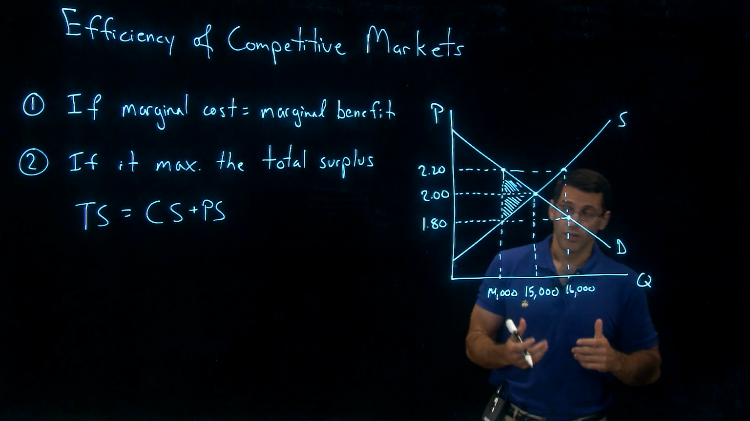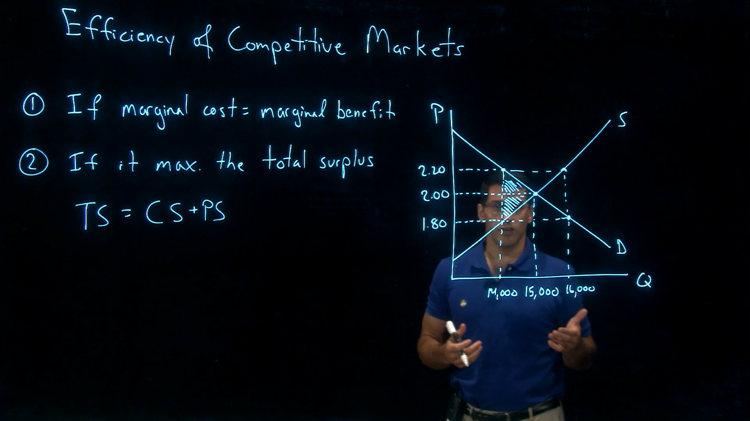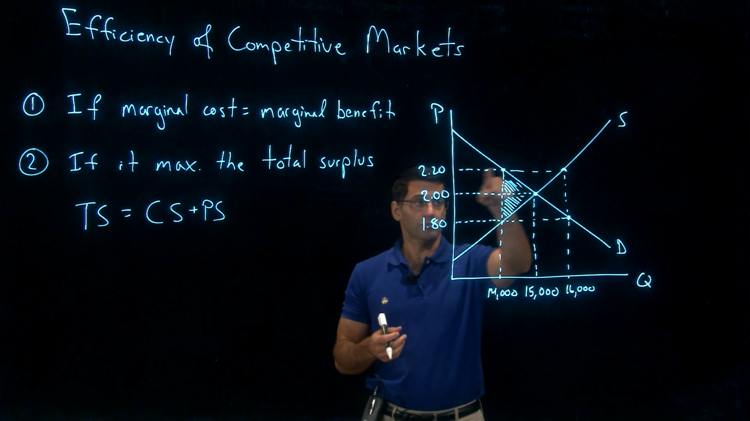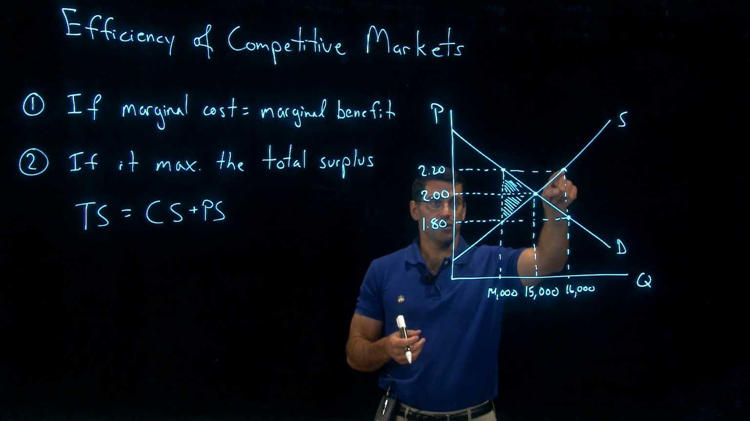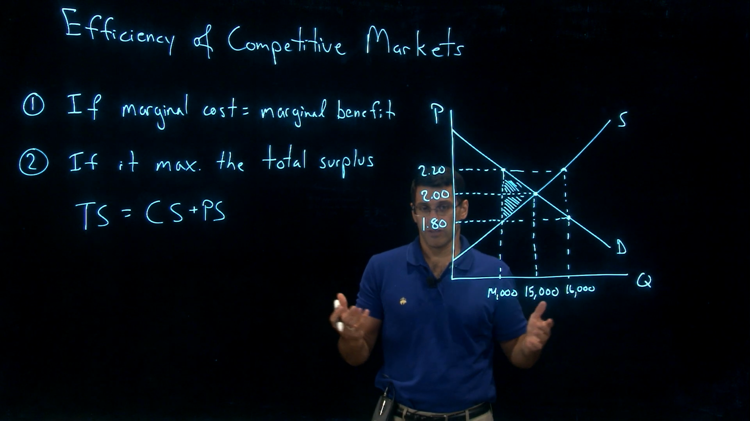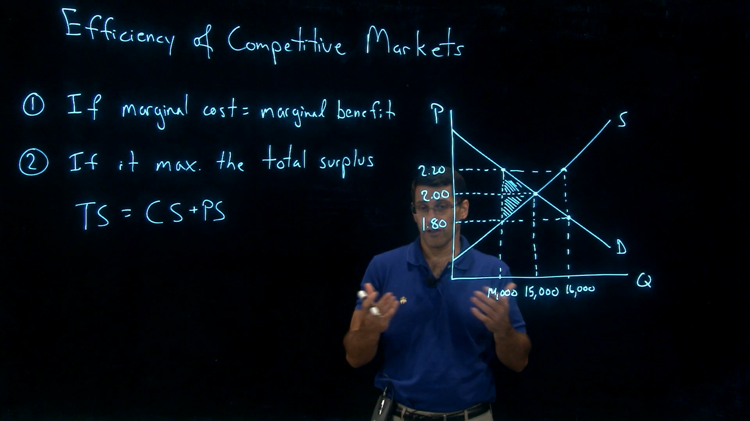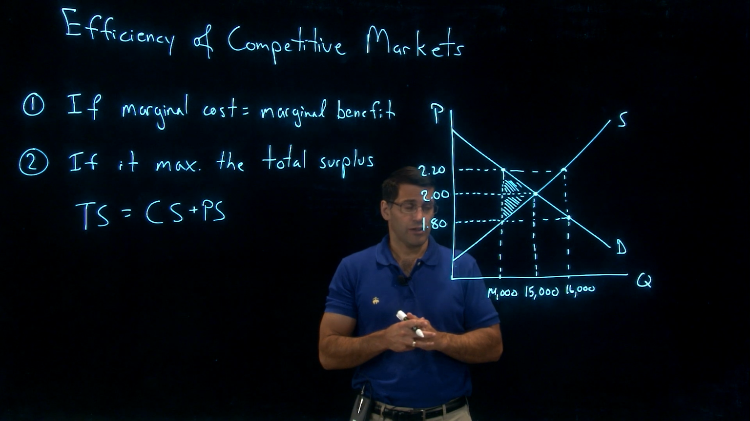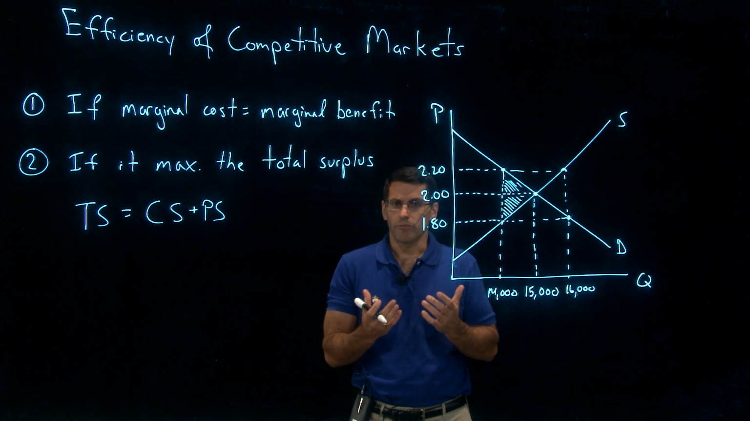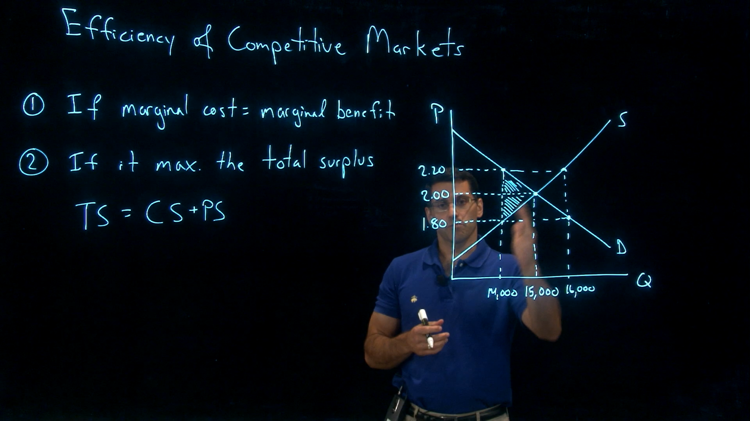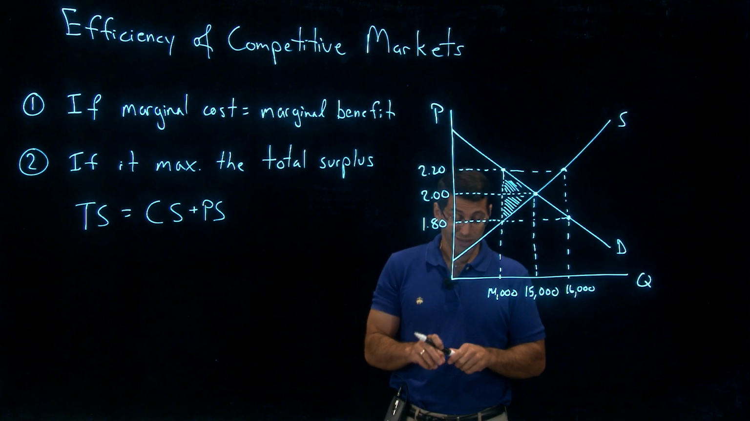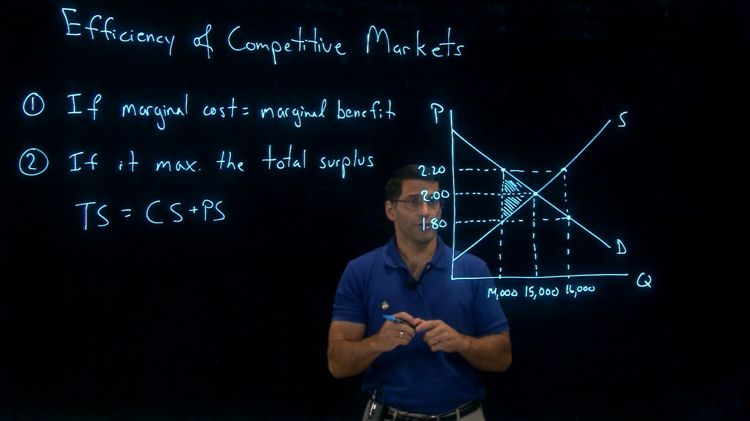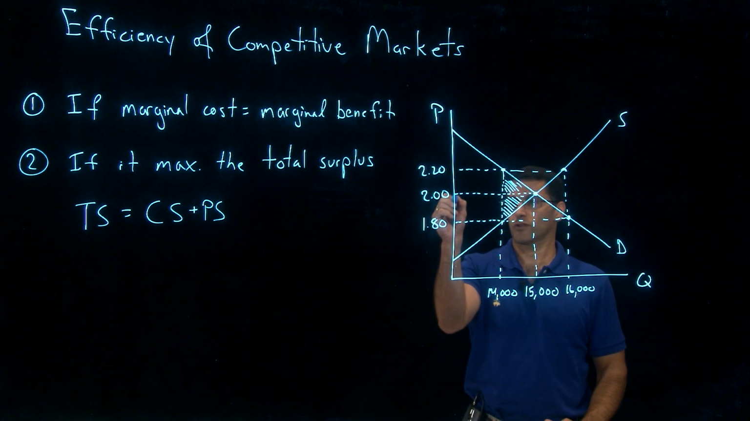Think about it. If firms were actually supplying 16,000 lattes, the only way they'd be willing to do this is if the price was up at $2.20. But at that price, consumers would only be willing to buy 14,000 total chai lattes. So that wouldn't occur. Our equilibrium is always where marginal cost equals marginal benefit. And in the end, that's also where we maximize the total surplus.